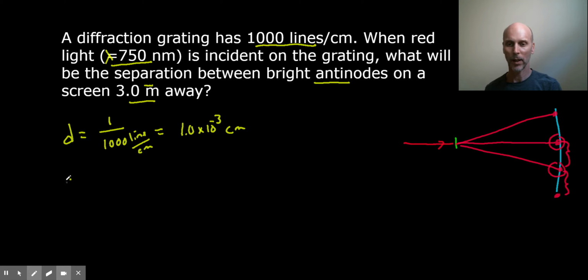Let's take a look at how everything else comes together. We have the wavelength of light is 750 nanometers. I'm going to write this like I told you before, 750 times 10 to the minus 9 meters.